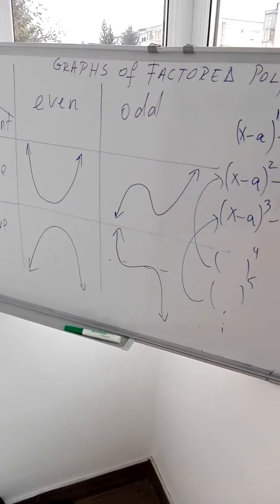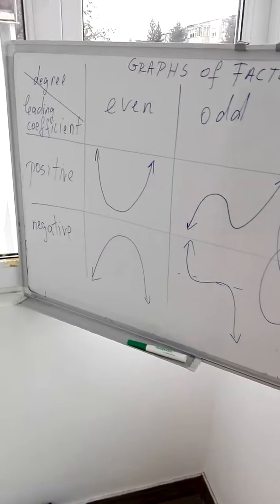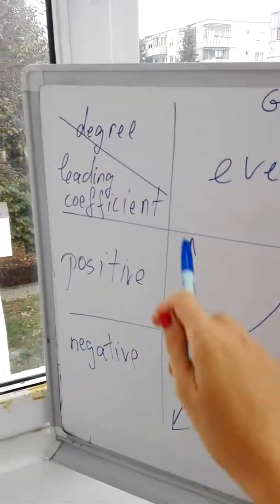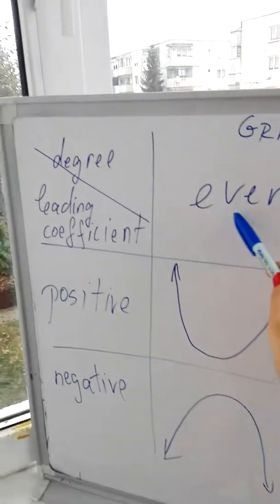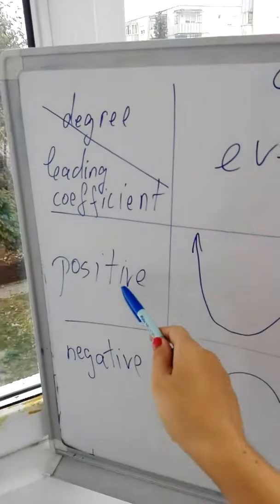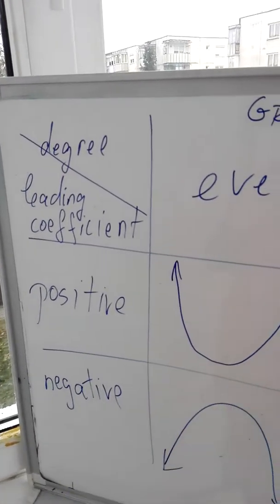Okay, so this is it, the graph of factor polynomials. It's all depending on two things. It's depending on the degree of the polynomial that you have and on the leading coefficient. So you can have an even degree or an odd degree. If it's an even number, you can have a positive leading coefficient or a negative leading coefficient.